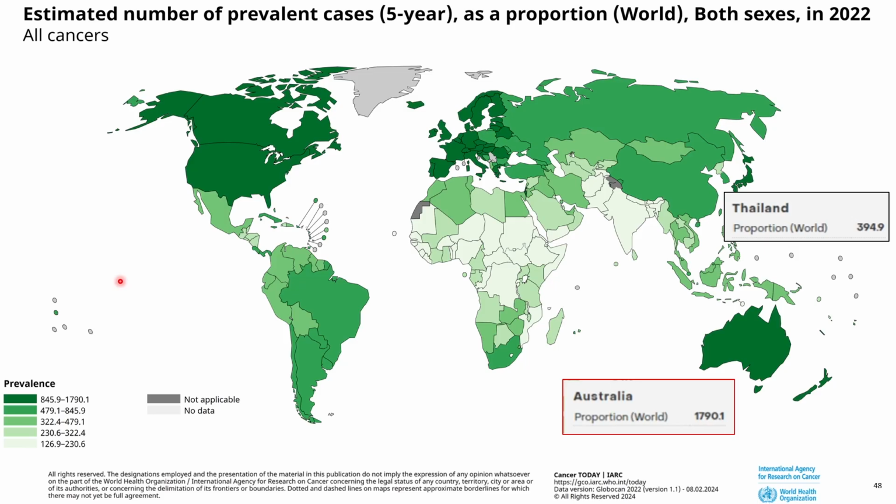And this is the prevalence of cancers. You can see mainly the developed countries have the highest rate of cancer, like USA, Canada, Australia. Actually Australia reported the highest in the world. And if you look at Thailand, it's not very safe, but it's in the second or third group category.